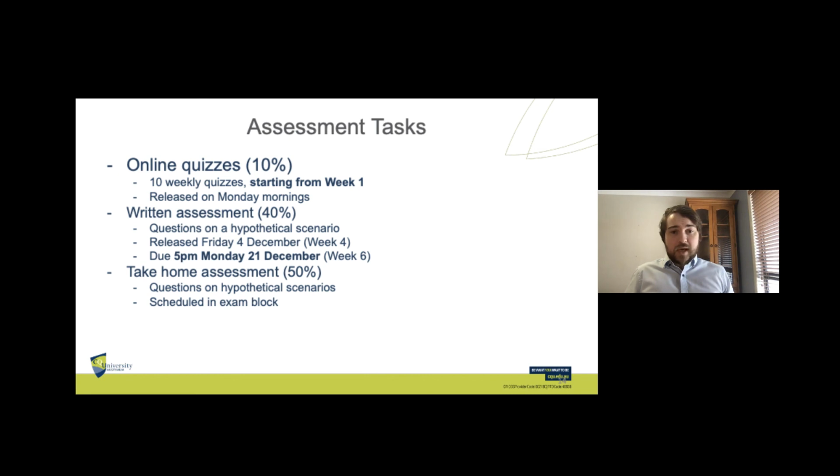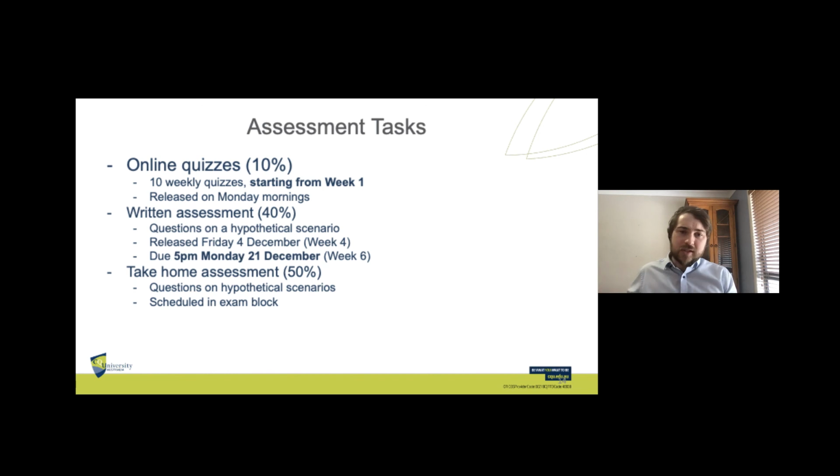Speaking of assessment, there are 3 broad assessment tasks. There are weekly online quizzes, each worth 1%, so 10 throughout the term. What's really critical is these start from week 1. So Monday of week 1, there is a 1% quiz up for grabs. You get 1 week to do each one, and after it's closed, it's closed. There's nothing that I can do about it. There's nothing anyone can do about it. You've got a week to do that.